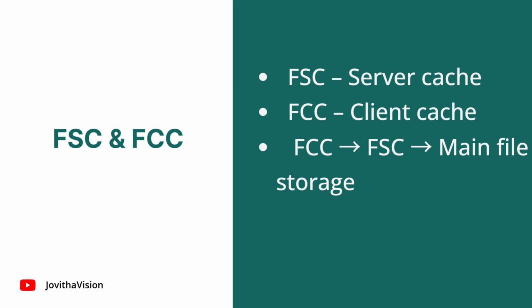FMS uses caching mechanisms to improve performance. FSC or File Server Cache stores files close to the Teamcenter server. FCC or File Client Cache stores recently accessed files on the user's system. When a file is requested, Teamcenter first checks FCC, then FSC, and finally the main file storage.